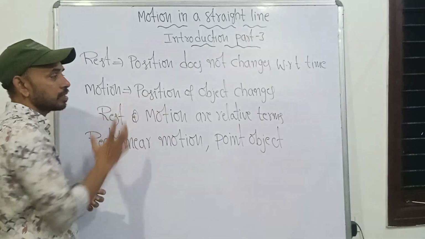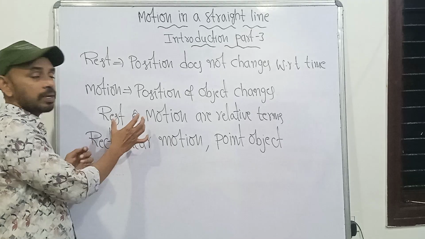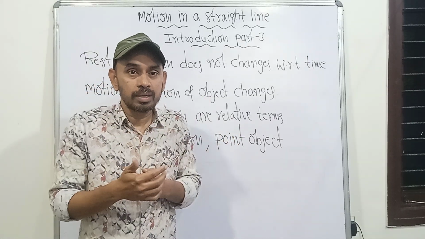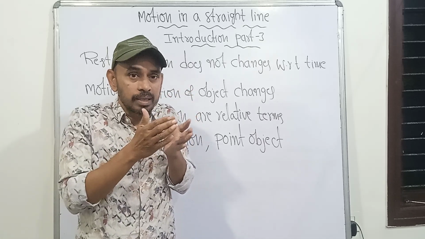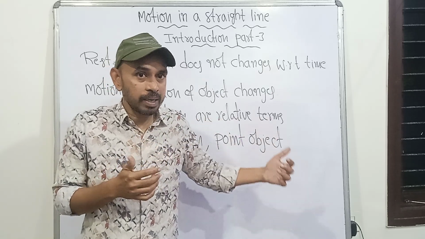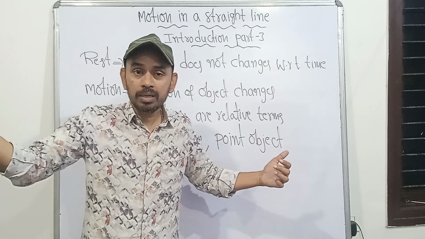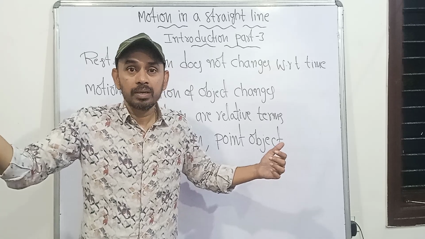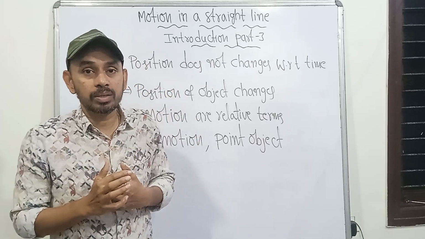Rest and motion are relative terms. That means whenever you compare one object's rest with respect to another object, our thinking process changes. For example, a passenger sitting in a bus, if we compare with respect to a co-passenger, he is at rest. With respect to a person standing outside beside the road, he is in motion. That means comparison changes our thought process.